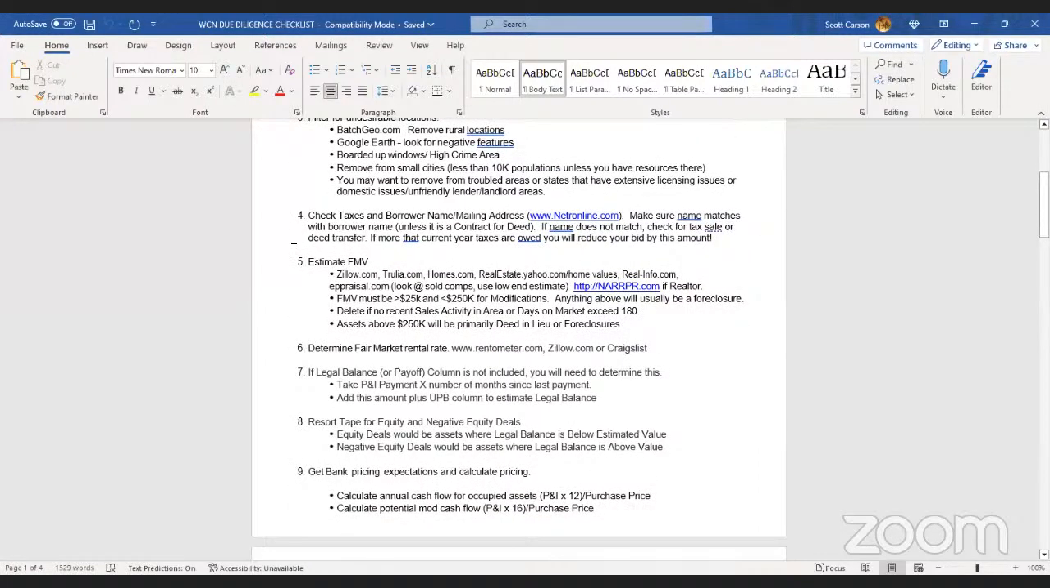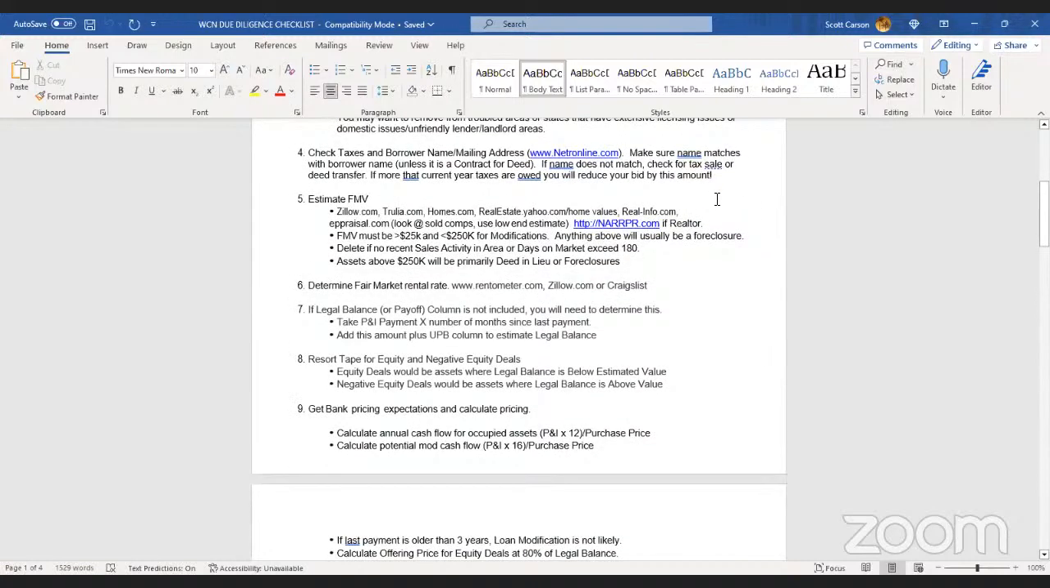Number 4 is obviously checking taxes in the borrower's name and mailing address. This is pretty easy through Netronline. You want to make sure the names match up on the tape as they do on the county website. If the name does not match, you also want to check for a previous tax sale or deed transfer to see what's going on. If it's more than current year taxes owed, you definitely want to reduce your bid by this amount and put a column in that spreadsheet for how much is owed.